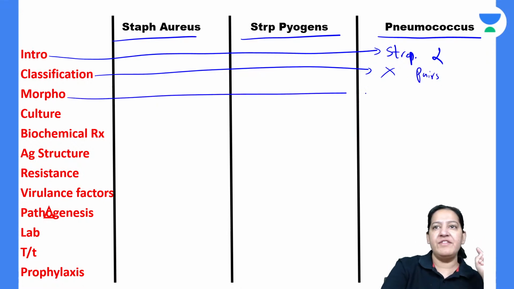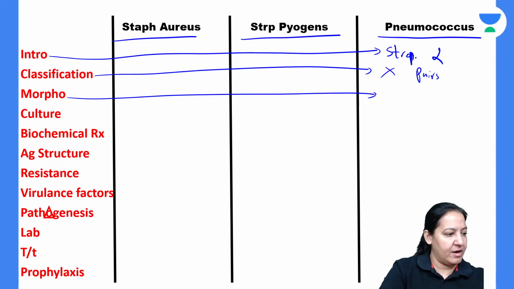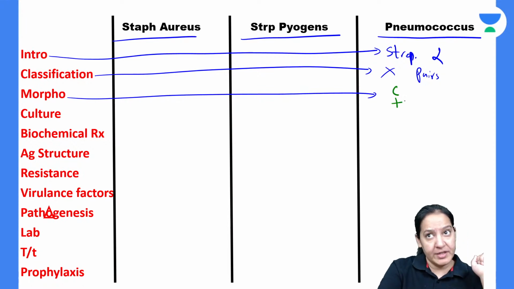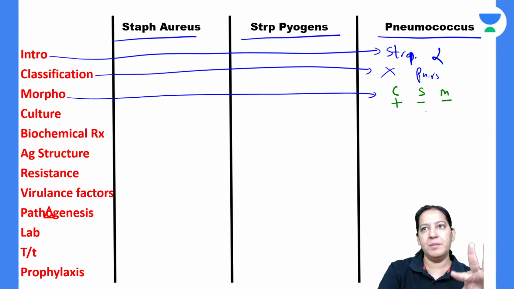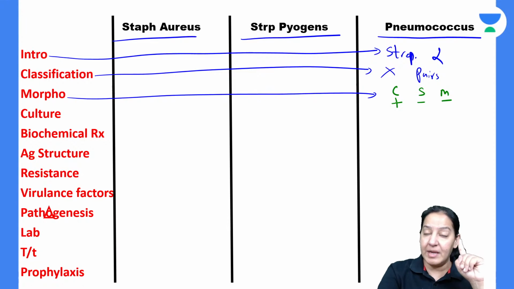Now, in morphology, we have learned three things. What are the three things we have learned in morphology? It is capsulated but not spore forming, non-motile. We applied the three mnemonics and saw it comes in the mnemonic of capsule but not in the mnemonic of spore and motility. So that is about the morphology.